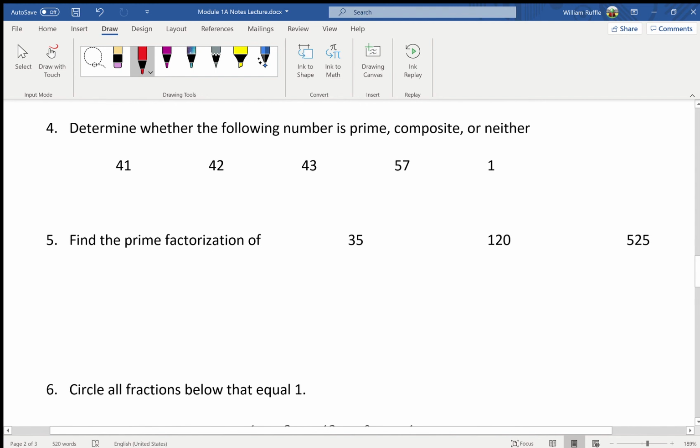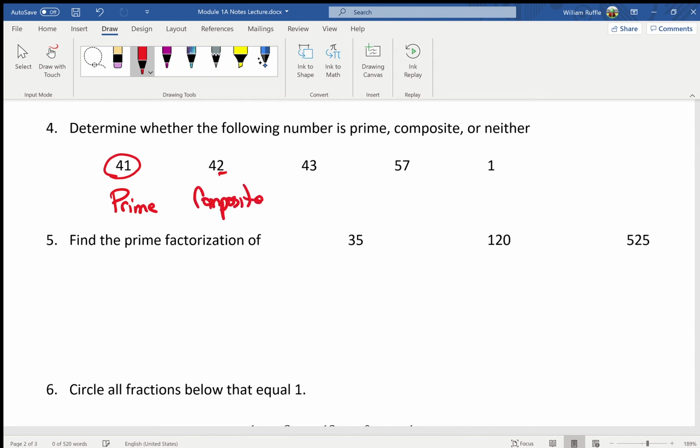Determine whether the following number is prime, composite, or neither. Now remember, prime, only 1 and itself goes into it. Now 41 is only divisible by 1 and 41, so this would be a prime number. Now 42, I know 2 goes into it because it's an even number. So I know it has more than 1 and itself as factors, so this is automatically a composite. 43 is, again, only 1 and 43, so that's a prime number.